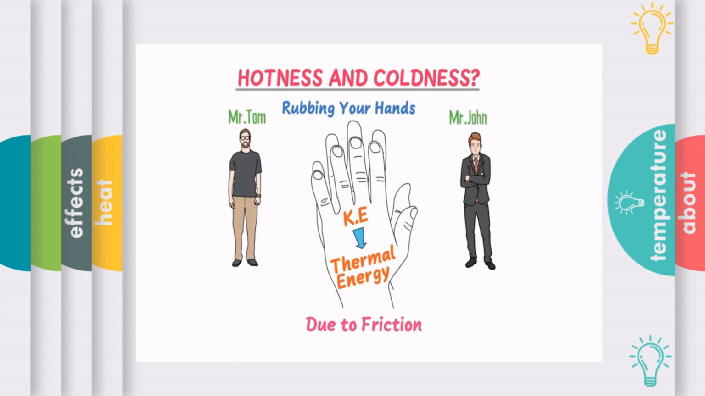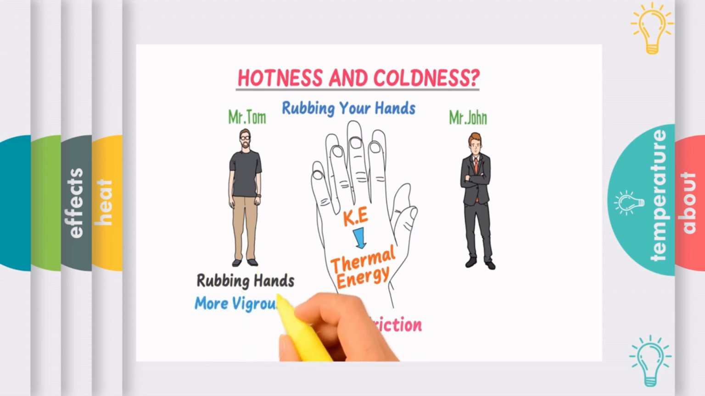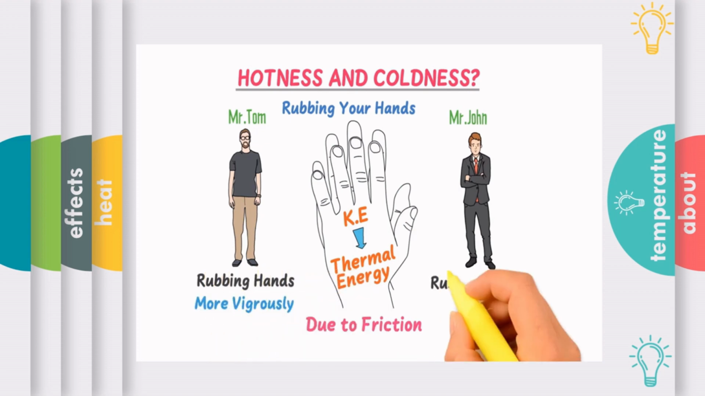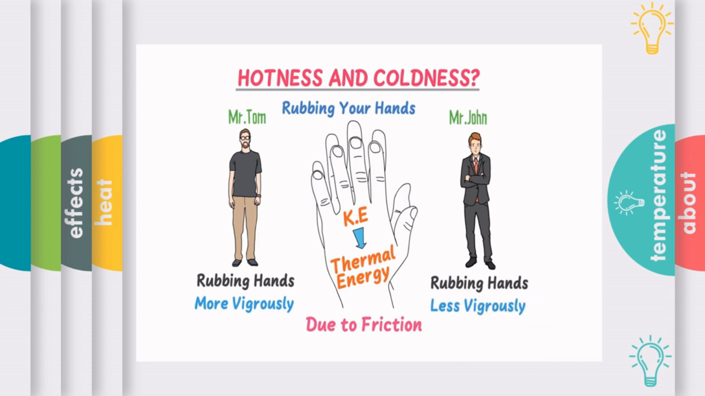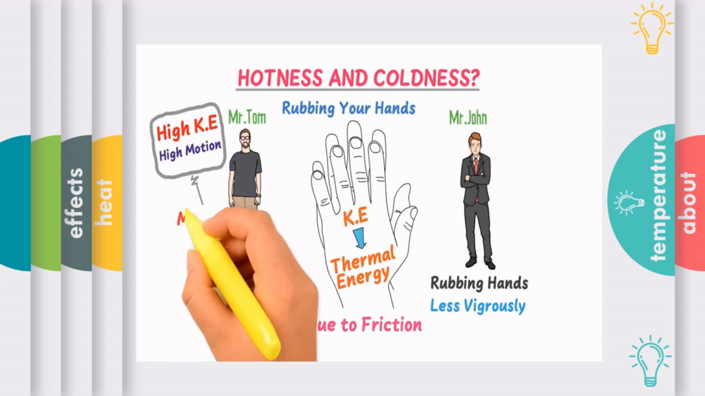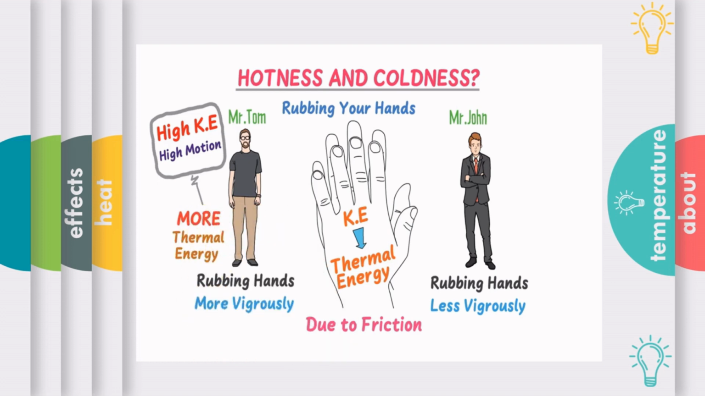Consider Mr. Tom and Mr. John. Mr. Tom is rubbing his hands more vigorously, while Mr. John is rubbing his hands less vigorously. Whose hand will get more hotness? Well, the answer is Mr. Tom, because the kinetic energy of his hands is high due to high motion. High kinetic energy means more friction, and more friction means more conversion of kinetic energy into thermal energy or heat energy.